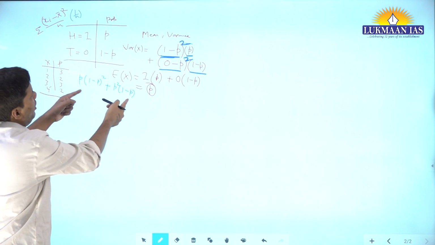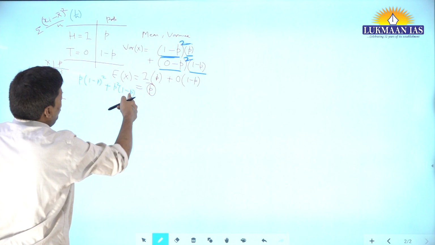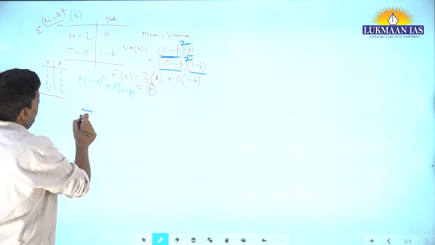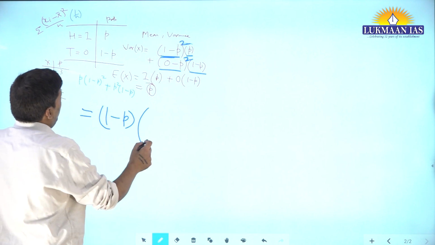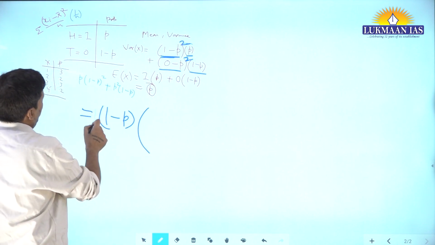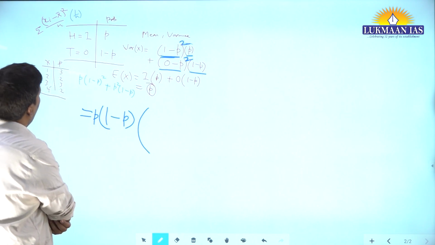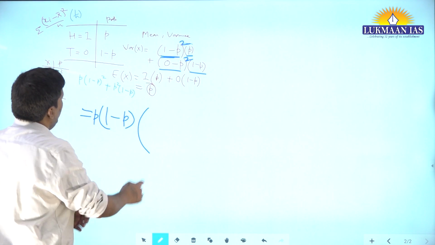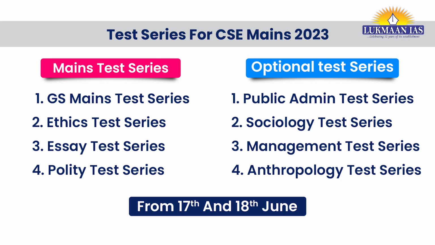Now I have written it here. p into 1 minus p squared plus p squared into 1 minus p. Any problem? Now simply take 1 minus p common. You can take p into 1 minus p common. Then here you will get 1 minus p plus p. This is fine. So from here you got p into 1 minus p, and this is what we were looking for.